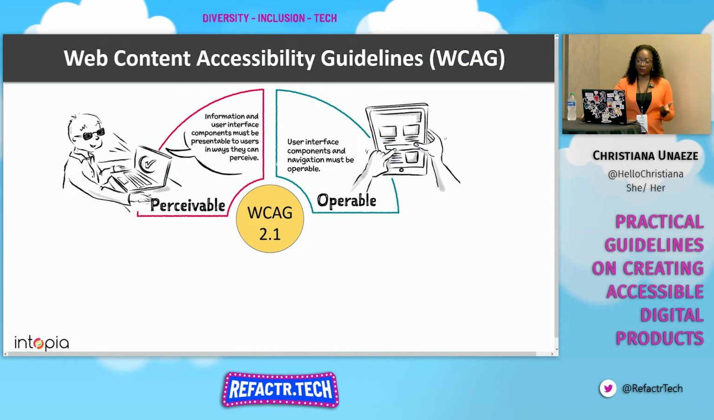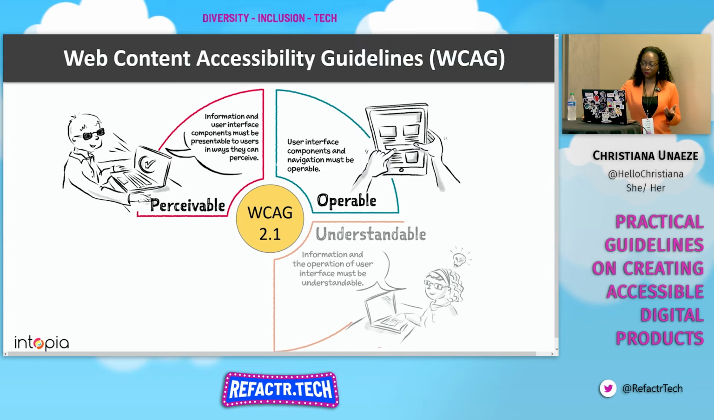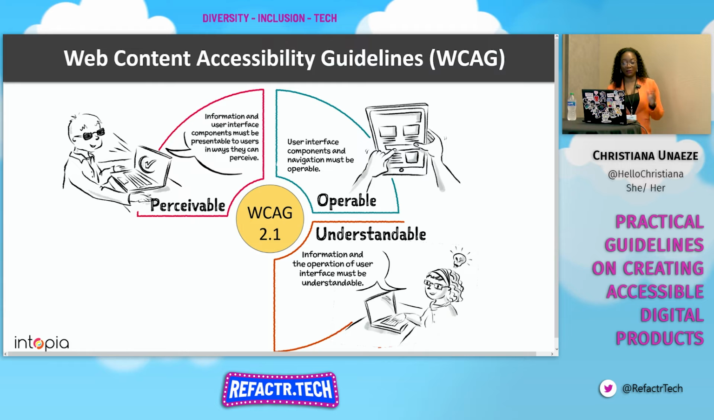And then the next principle is understandable. That means that your website should use language that is clear and simple to understand. So you want to make sure that your website functions in a way that avoids unusual, unexpected, or inconsistent functions.